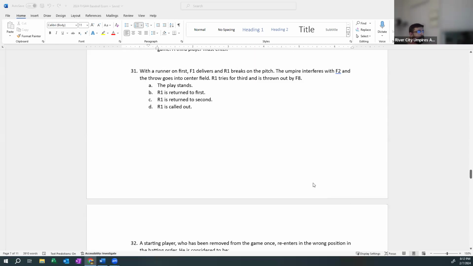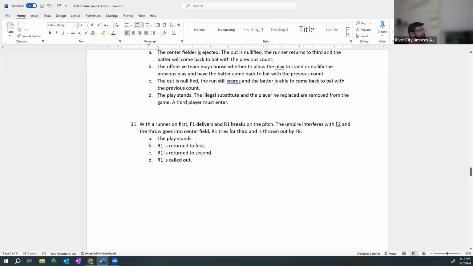Okay. All right, this is a good one because it's probably going to happen to you if it hasn't. And if it hasn't happened to you, well, you haven't gotten close enough to the catcher yet. Runner on first, F1 delivers and R1 breaks on the pitch. The umpire interferes with F2 and the throw goes into center field. R1 tries for third and is thrown out by F8.